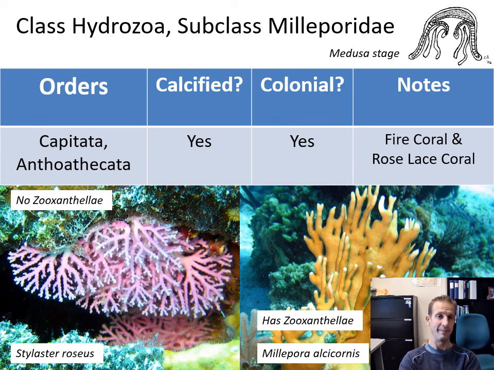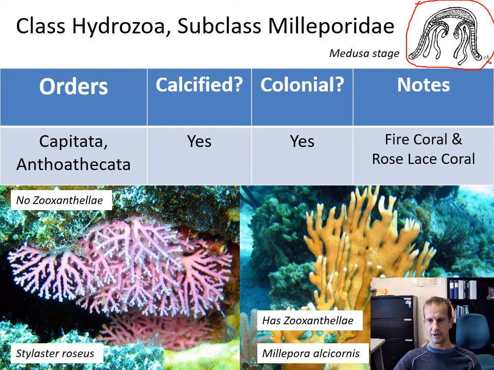Moving on, we're now in a totally different branch of the Cnidarian family tree. We're no longer in the class Anthozoa, we're in the class Hydrozoa. So this class of Cnidarians does have a medusa stage. So instead of having just a planula larva, they have a jellyfish-like stage. And there's various orders within this subclass that create coral-like organisms on the reefs.